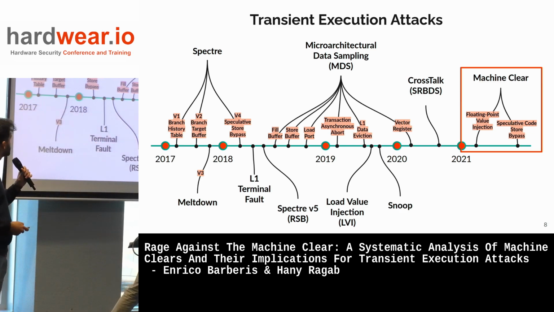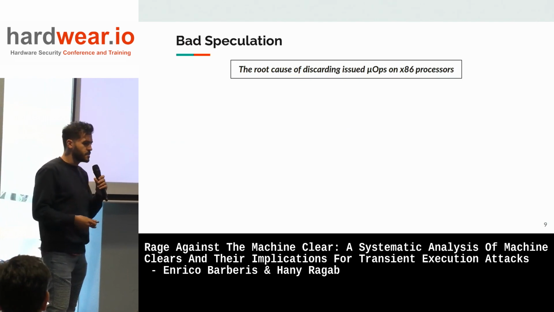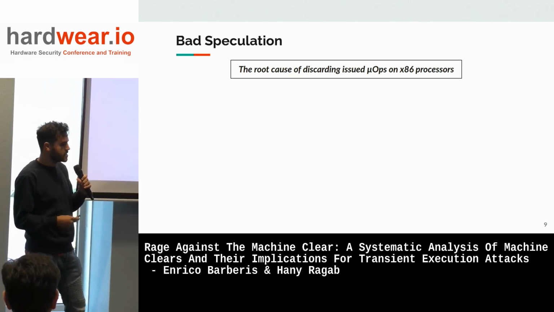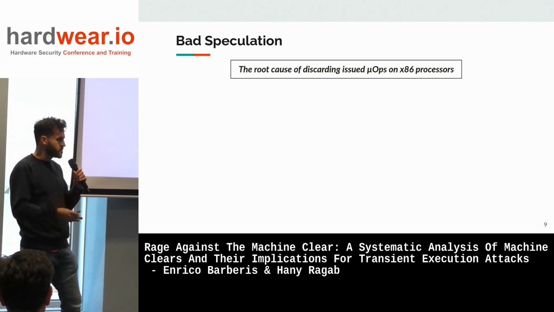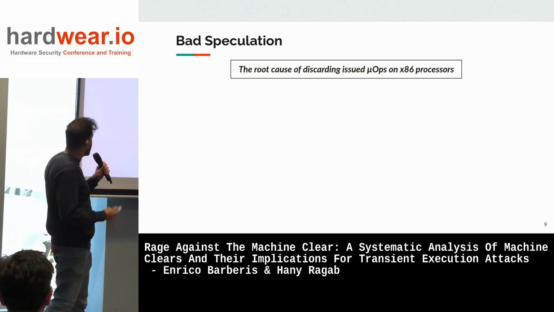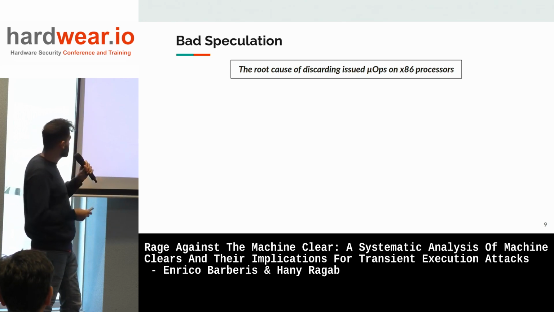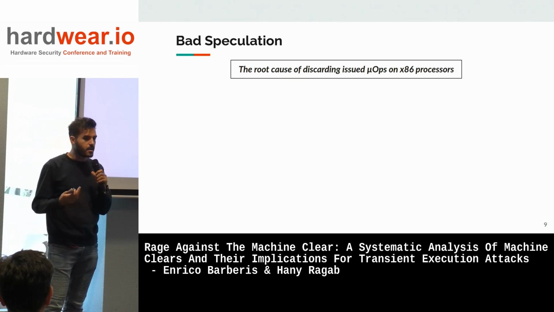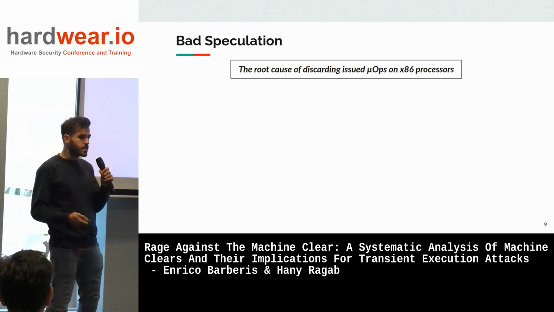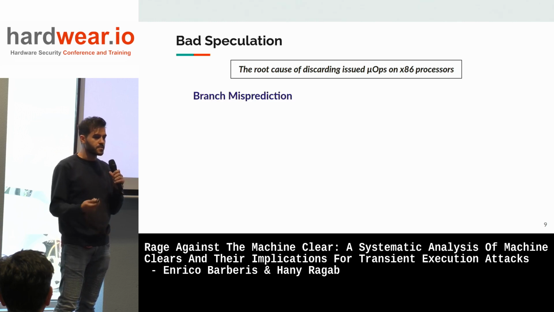All right. Let's take a step back first and think about what is the umbrella under which we have branch misprediction and all these types of transient execution attacks. Intel defines this umbrella as bad speculation, and defines it as the root cause of discarding issued micro-operations on x86 processors. It defines two main classes under this term. The first one is branch misprediction, as we saw earlier. Basically, we have a branch predictor which mispredicts either the direction or the target of a branch.